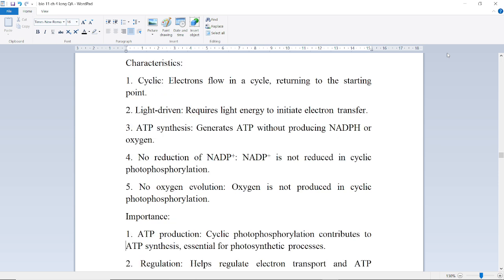Characteristics: cyclic. Electrons flow in a cycle returning to the starting point. Light driven, requires light energy to initiate electron transfer. ATP synthesis generates ATP without producing NADPH or oxygen. No reduction of NADP+. NADP+ is not reduced in cyclic photophosphorylation. No oxygen evolution. Oxygen is not produced in cyclic photophosphorylation.